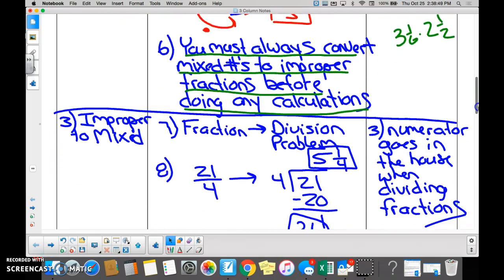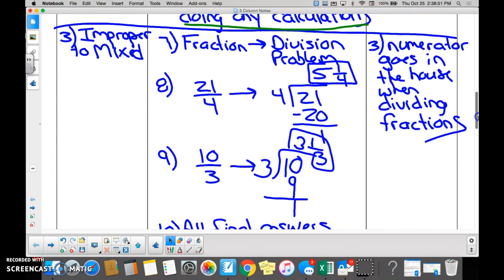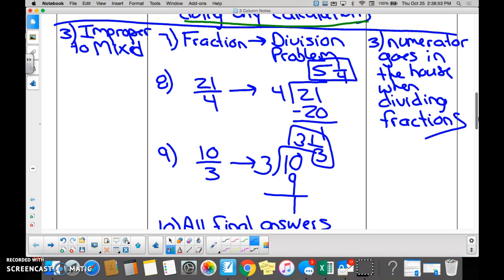Down here, though, we went from an improper to a mixed. Improper to mixed simply involves what operation? Division. We're dividing, right? So if I have an improper fraction like 21/4, the 21 goes in the house, the 4 goes outside the house, and you divide. Do we do remainders anymore?